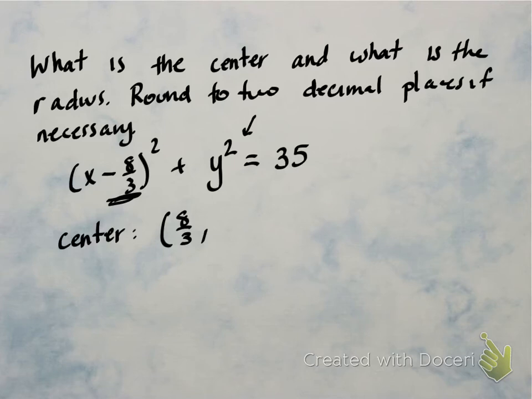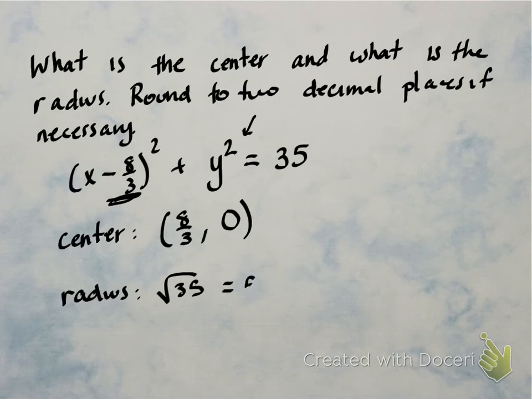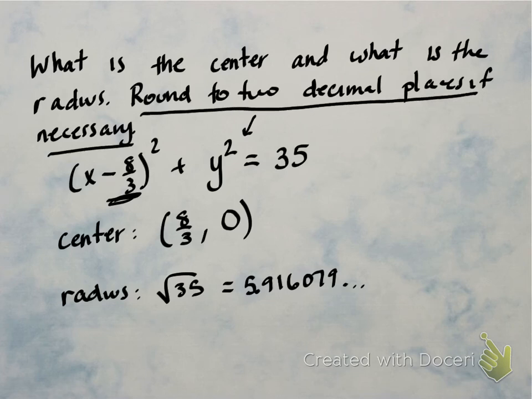All right, so what you have here is it's actually going to be 0. It's going to be 0 there. There's my center, and then the radius is going to be the square root of 35. If you use a calculator to approximate that, you're going to get 5.916079... because it goes on forever and ever without repeating. It's an irrational number. The directions say round to 2 decimal places if necessary.